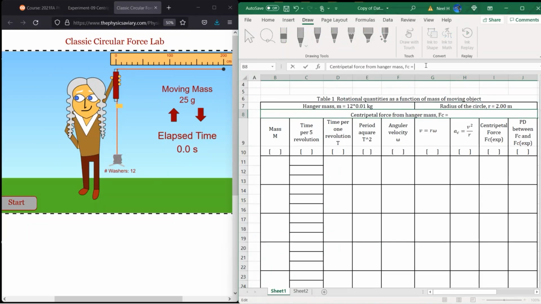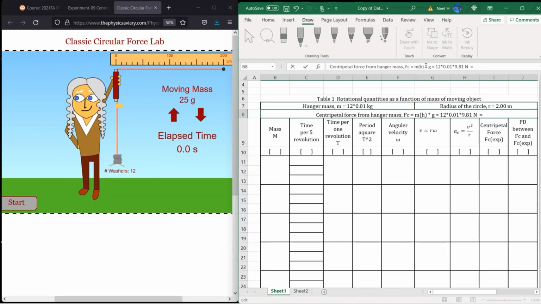Centripetal force we can calculate by using the hanger mass. It should be hanger mass multiplied by the force of gravity. Hanger mass, which is 12 times 0.01 times gravity 9.8. Then I can have unit Newton. You need to do that calculation and then check that number. Okay. Let us check it out very quickly.